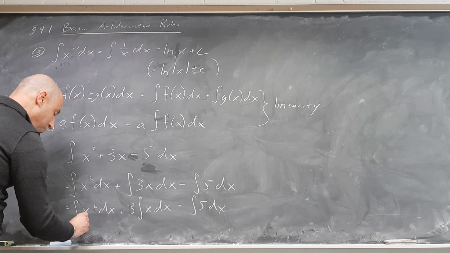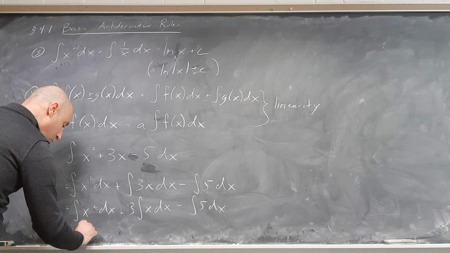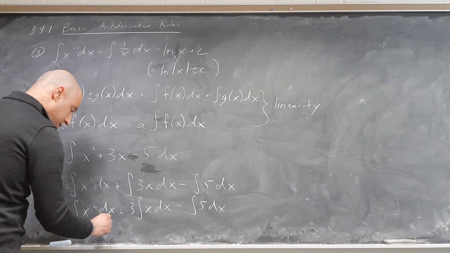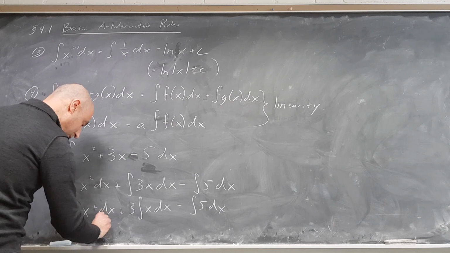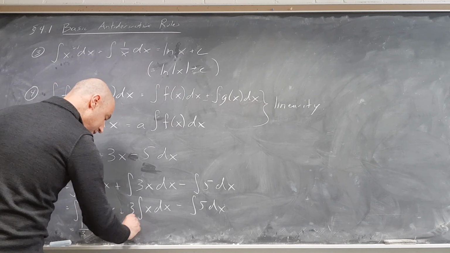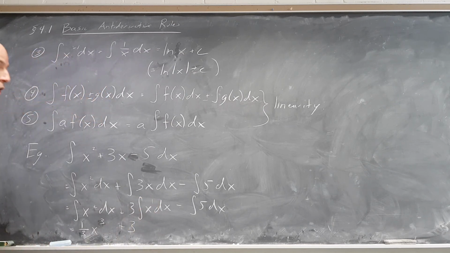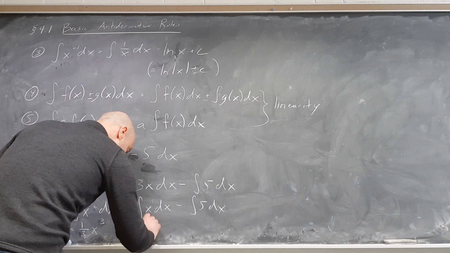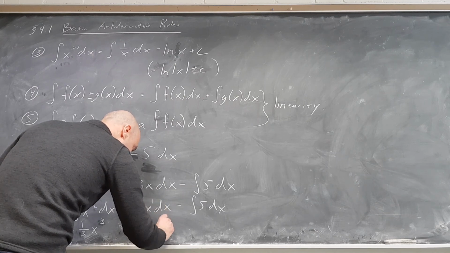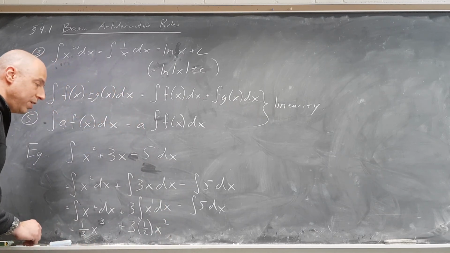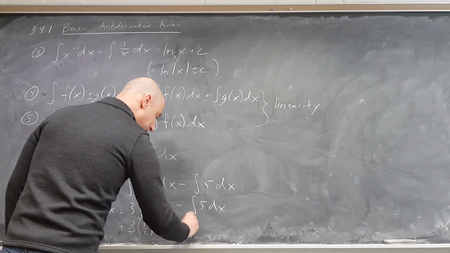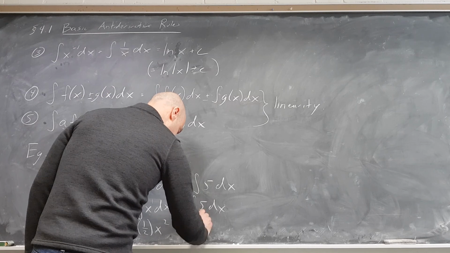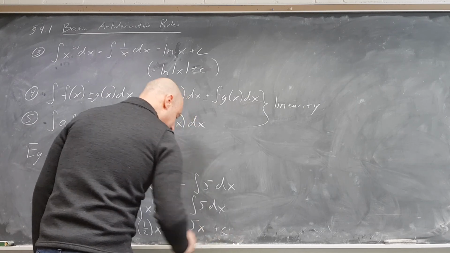Here we have a 2, so it's going to be 1 over 2 plus 1, 1 over 3 x cubed. That's a 3 in case it's not showing up well. Plus 3 times, here we have an x to the 1. 1 over 1 plus 1 is 1 over 2. So 3 times 1/2 times x to the 1 plus 1, that's 2. And we said that the antiderivative of a constant was just the constant times x. And finally, we'll put in our plus c.